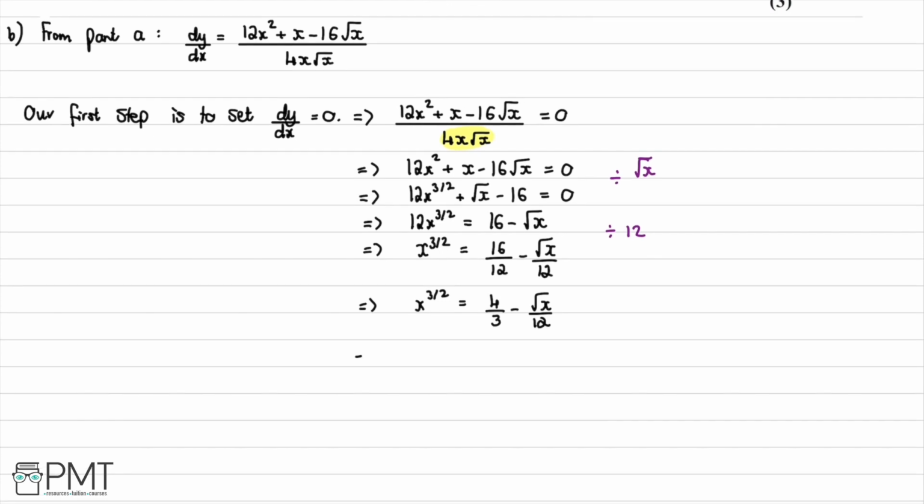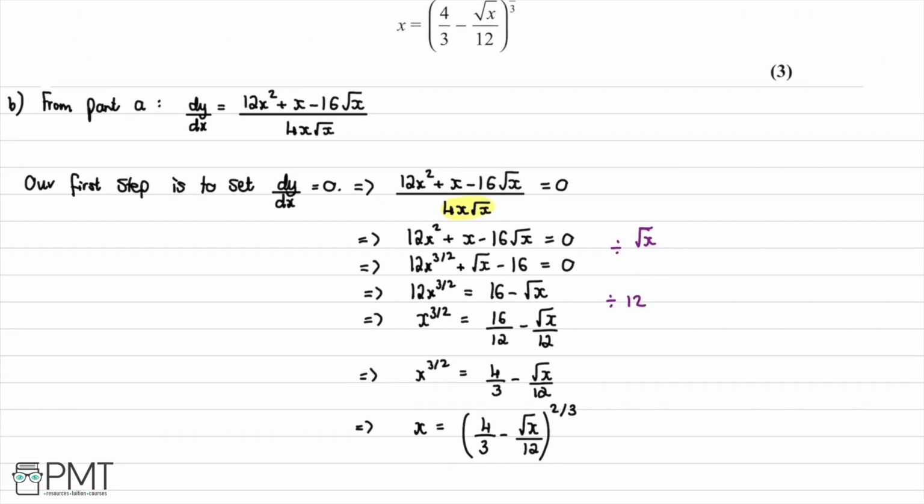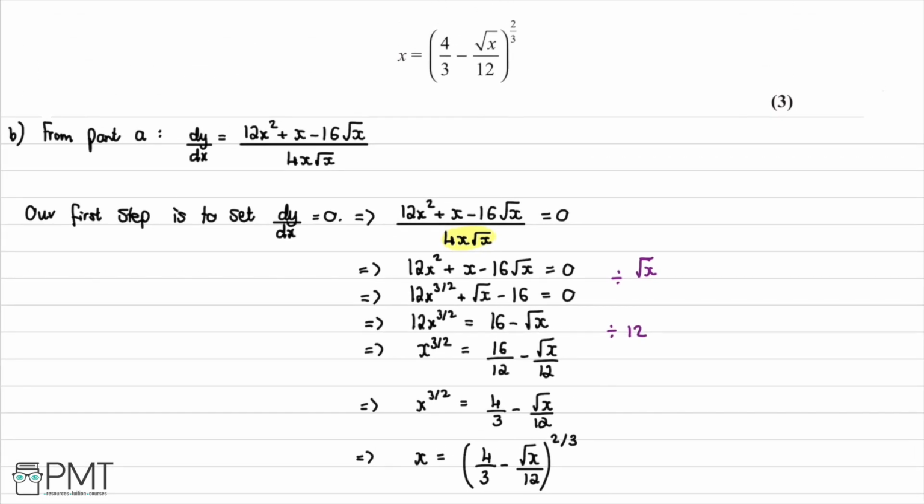Now all that's left for us to do finally is to take the 2/3 root of both sides, and that is going to leave us with x on its own, and then we have 4 over 3 minus the square root of x over 12, and we pop our brackets in and take it to the power of 2 over 3. Looking back at the question, this is what we were asked to show. So we've shown that x is equal to (4/3 take away root x over 12) to the power of 2 over 3.